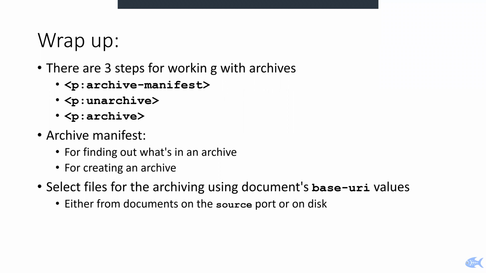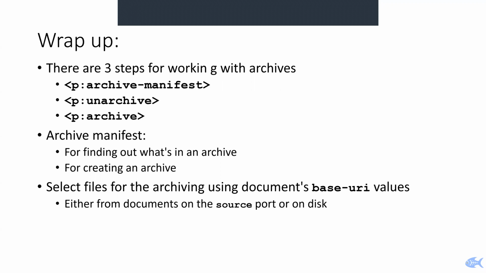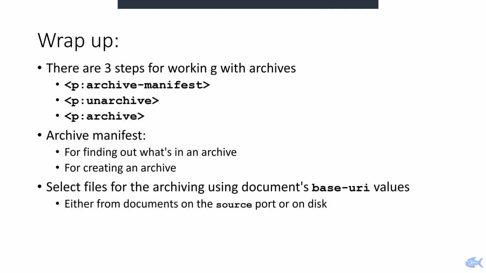You use archive manifest for finding out what's in an archive, and you need it for creating an archive. There is a default mode of p:archive where you don't need a manifest. Please look it up in the specs. It just archives all the files it finds on its source port. And p:archive selects the files for archiving using the base URI values, the document property base-uri, and it takes it either from documents on the source port or documents on disk.